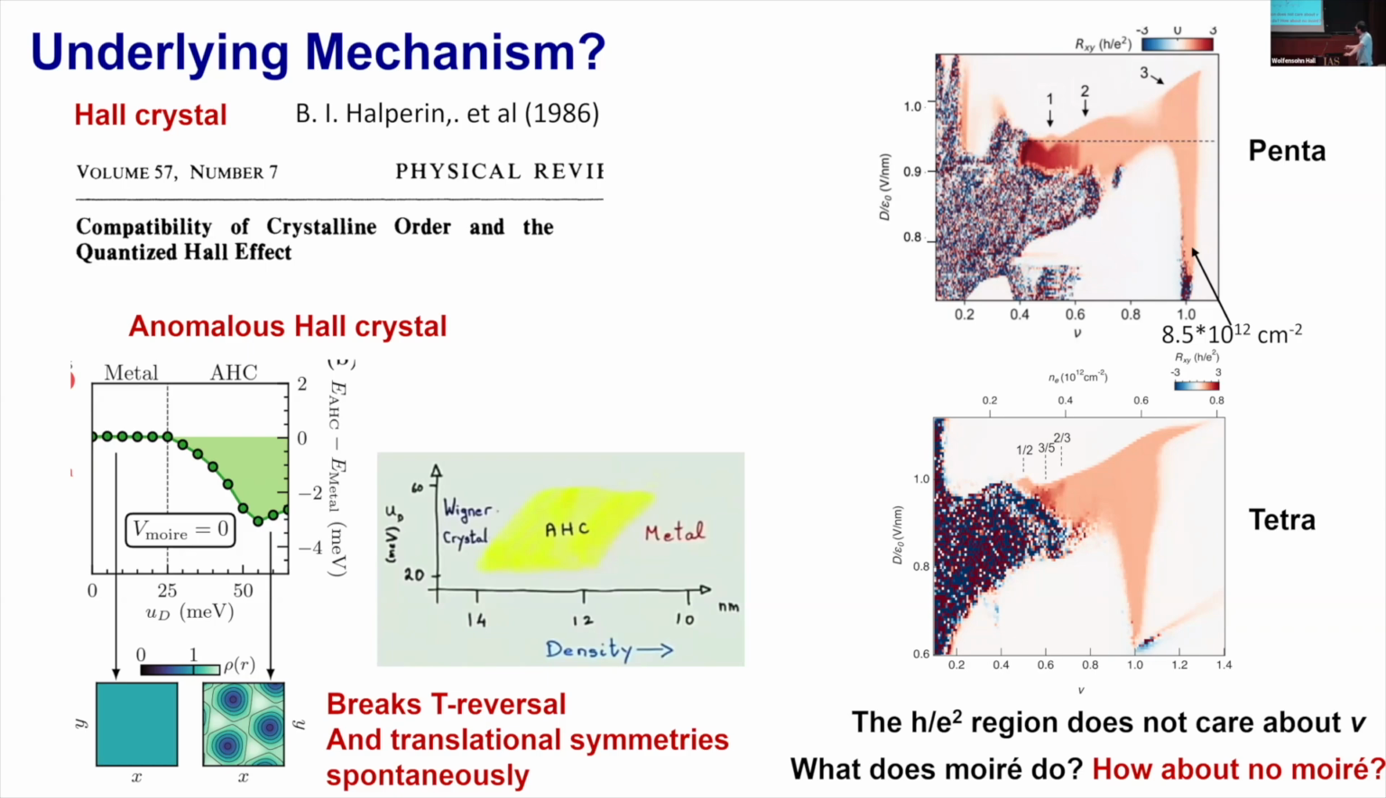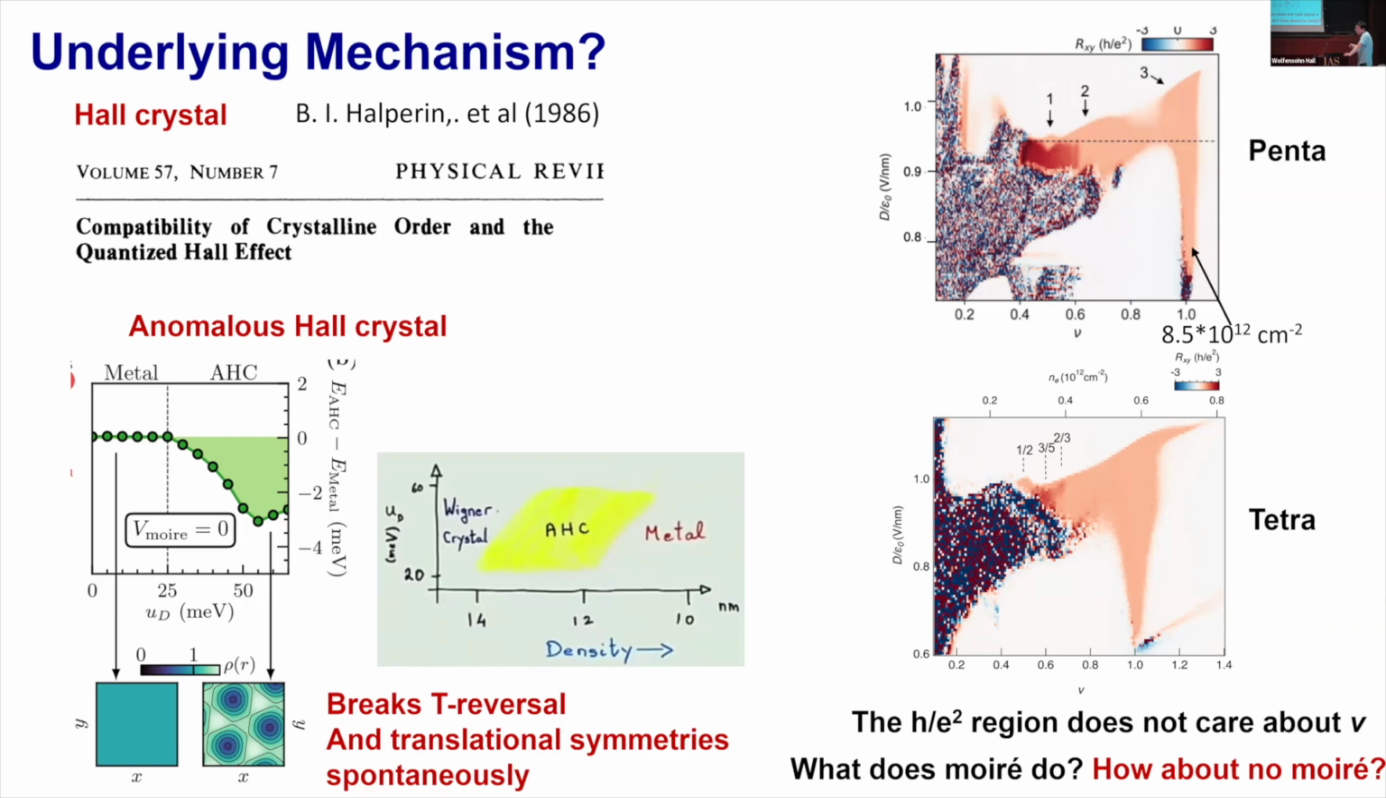So that sort of matches our observation of this h over e squared state residing in a region on the phase diagram that doesn't seem to be super relevant to Moiré filling factor 1. Okay. But again, in our case, we still have Moiré, right? You cannot just say, oh, Moiré is not doing anything, although it's there. So we still don't know what the Moiré does in this case.